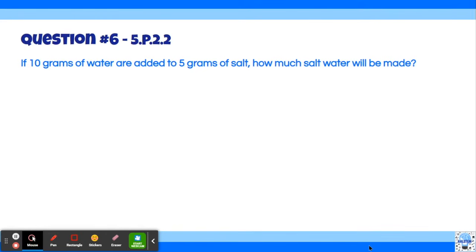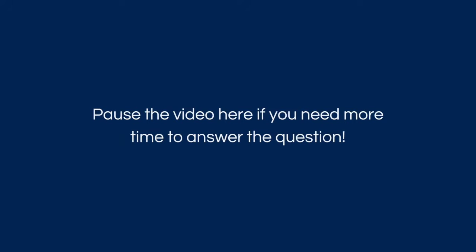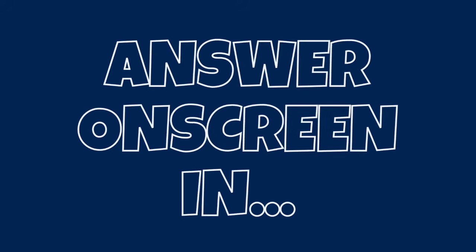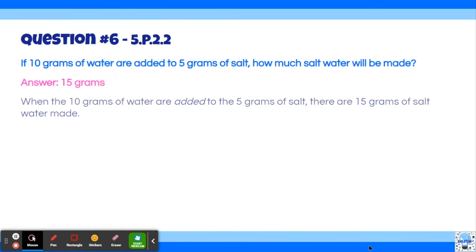Okay, question number 6. If 10 grams of water is added to 5 grams of salt, how much salt water will be made? The answer is 15 grams. When the 10 grams of water is added to the 5 grams of salt, there are 15 grams of salt water made. Because the salt, even though it dissolves in the water, it's still there.